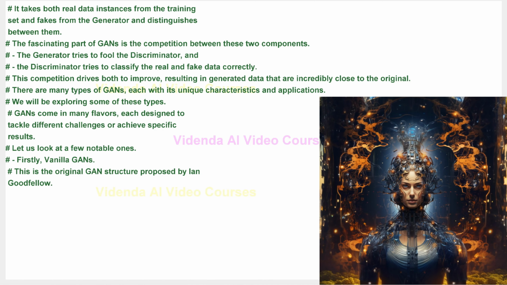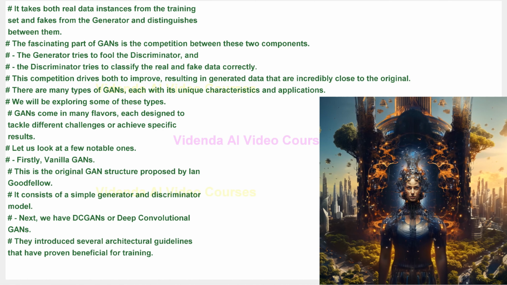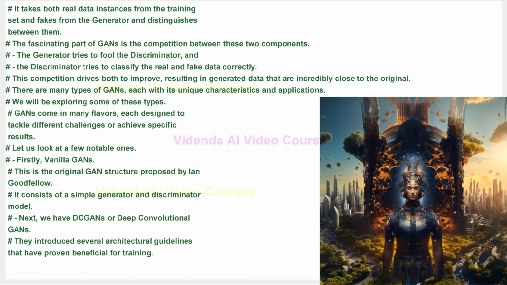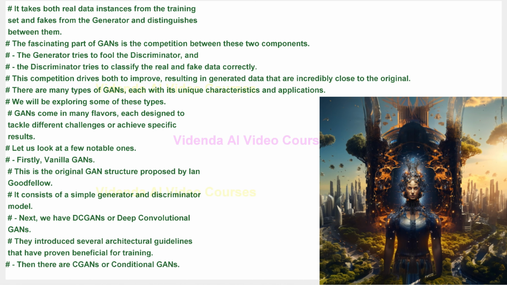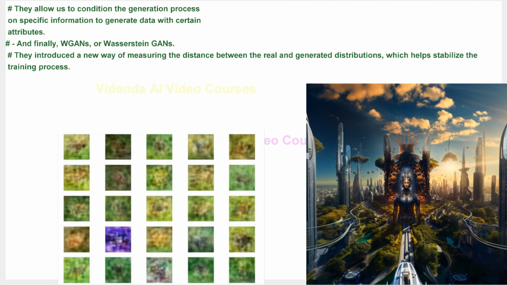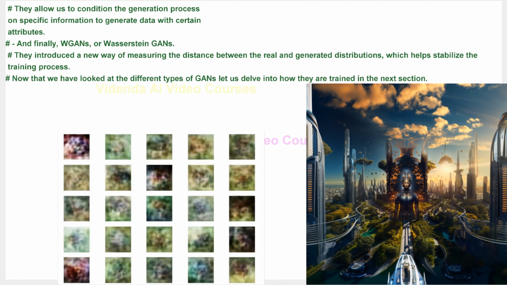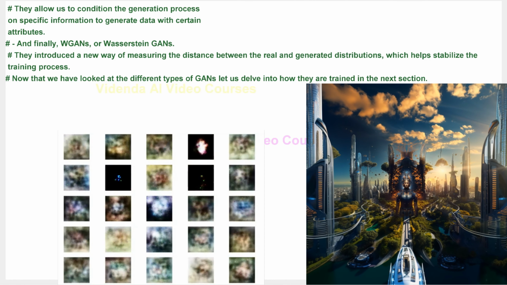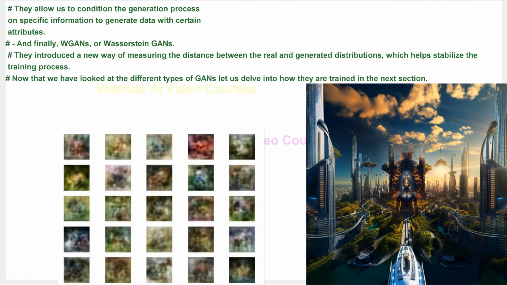Next, we have DCGANs or deep convolutional GANs. They introduced several architectural guidelines that have proven beneficial for training. Then there are CGANs or conditional GANs. They allow us to condition the generation process on specific information to generate data with certain attributes. And finally, WGANs, or Wasserstein GANs. They introduced a new way of measuring the distance between the real and generated distributions, which helps stabilize the training process.